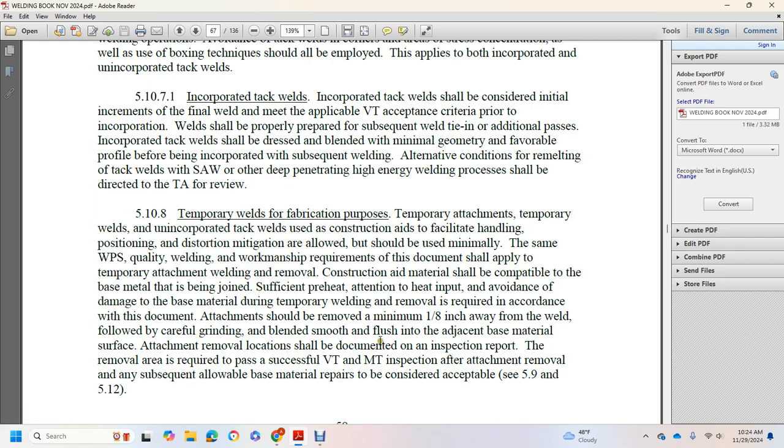Attachment removal locations should be documented in the inspector report. Removal areas are required to pass visual testing and magnetic testing inspection. After attachment removal, any subsequent allowable base material repairs are considered acceptable. C 5.9 and 5.12.